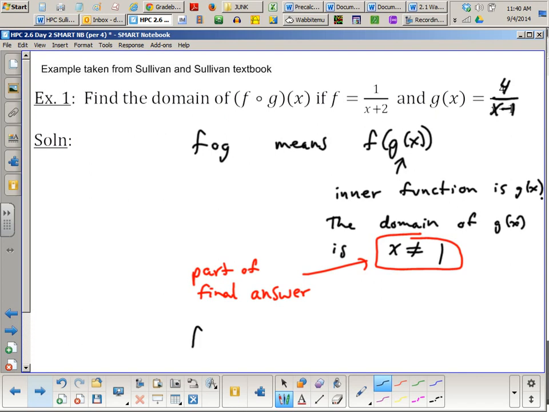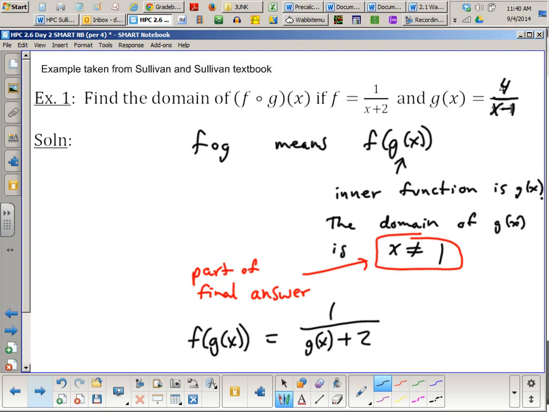The next thing we do is we write down what f of g actually means, analytically. It means, instead of 1 over x plus 2, it really means 1 over g of x plus 2. That's what it means. f of g means 1 over g of x plus 2.